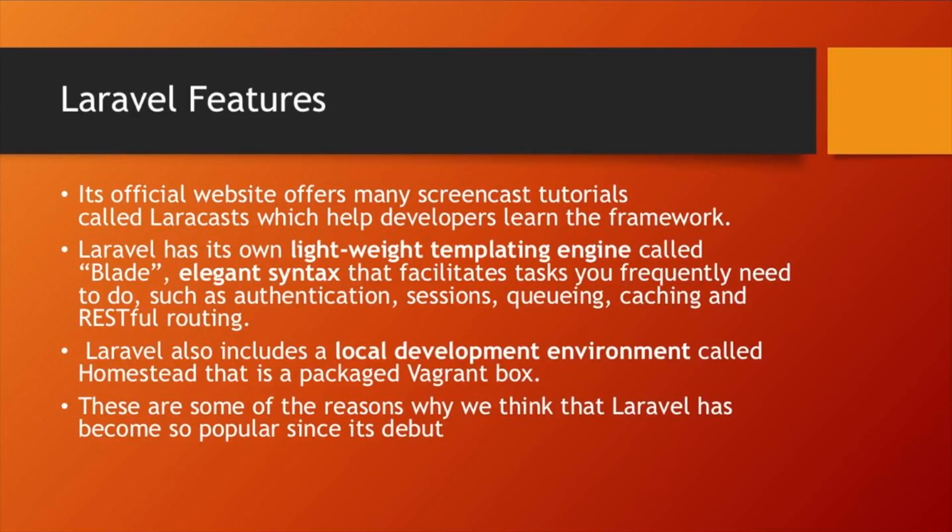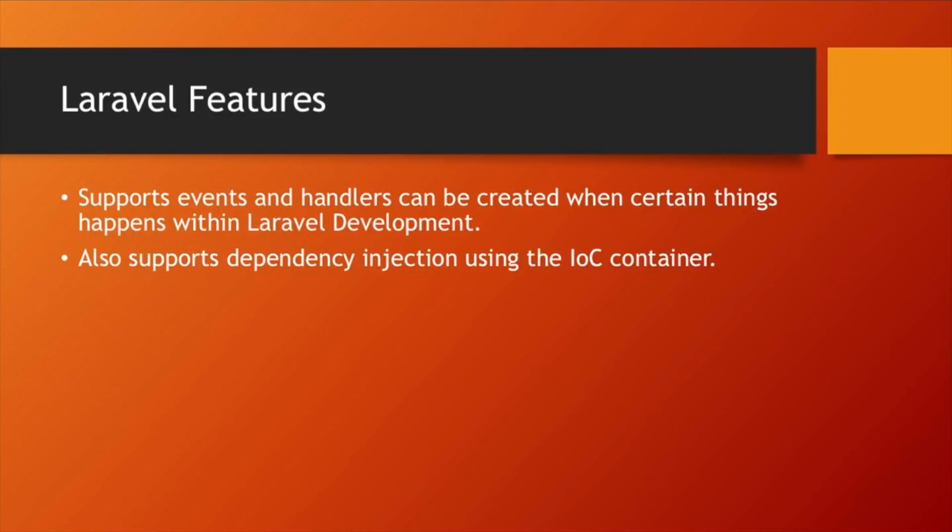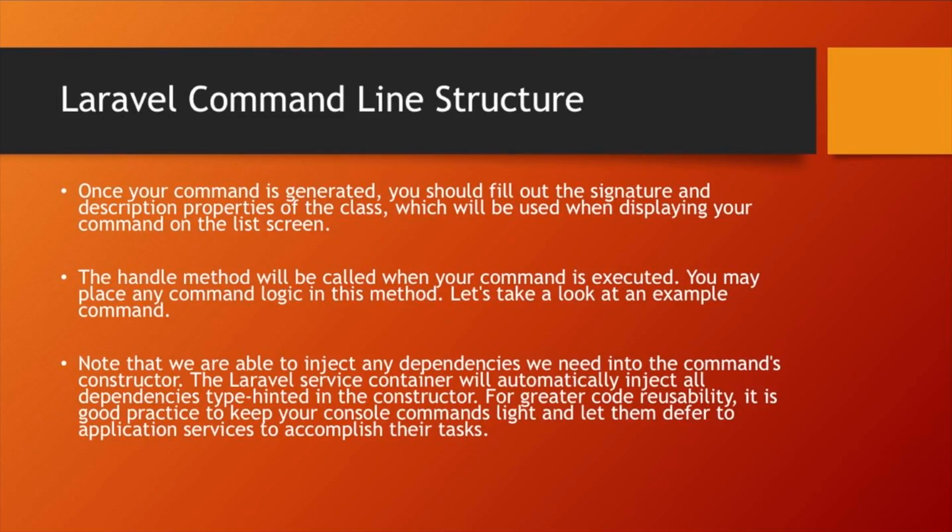Laravel also includes a local development environment called Homestead. This is a packaged Vagrant box. These are some of the reasons why we think Laravel has become so popular since its debut in 2011. Laravel also supports events, and handlers can be created when certain things happen in Laravel development. Laravel development also supports dependency injection using the IoC container.